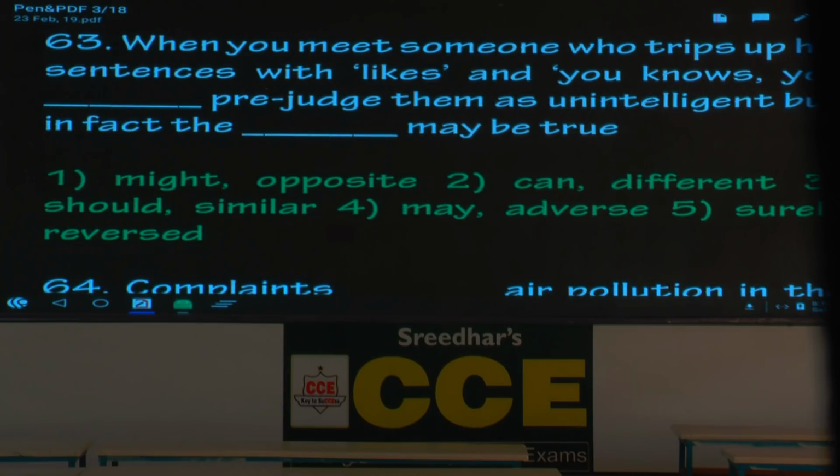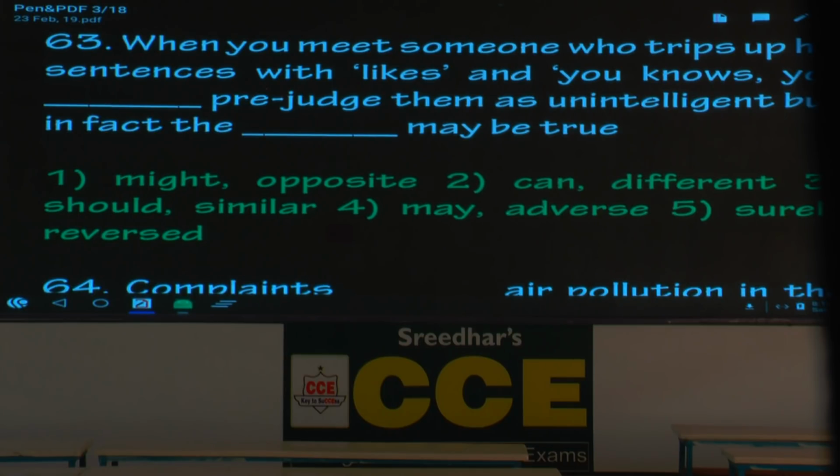When we talk in conversational English, when you read the newspapers, you assume something, you think of something, you perceive something, but in reality, the opposite may be true. What is the standard expression? The opposite may be true. Now, which option has that? The first option. Now, we'll go with that.